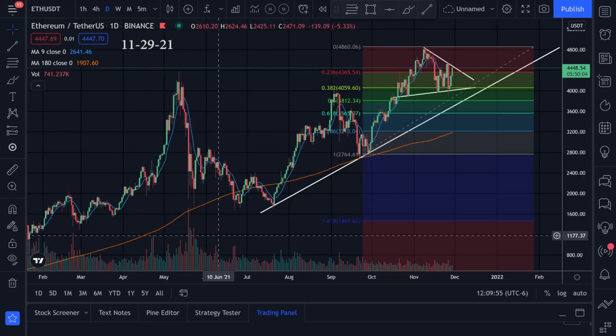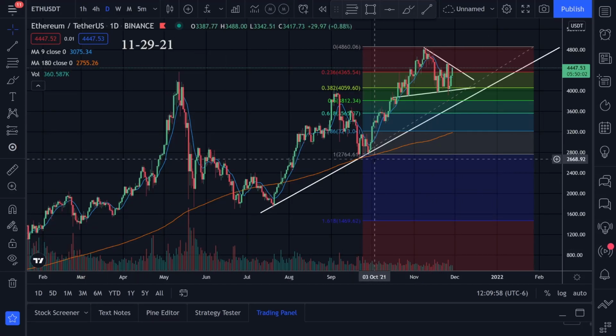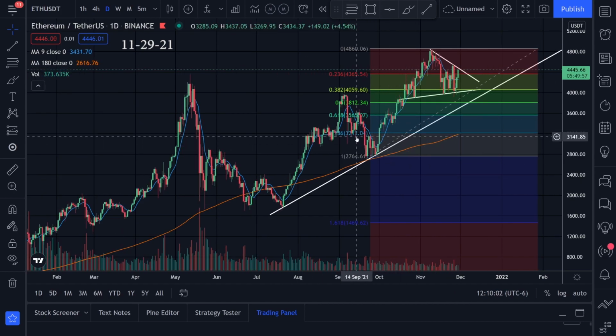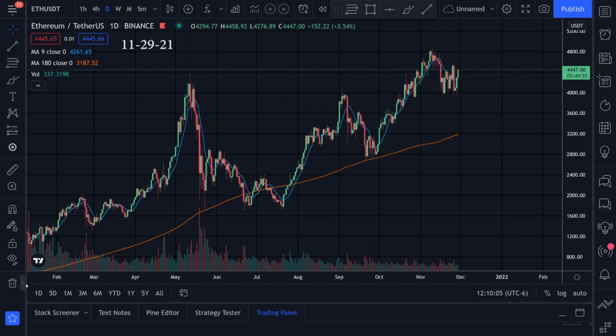Let's take a look at the chart action for Ethereum. Alright, so here's some things that I have on my chart. I've been watching the Fibonacci retracement and these trend lines. Let's go ahead and delete everything and I'll show you basically how I got there from scratch.